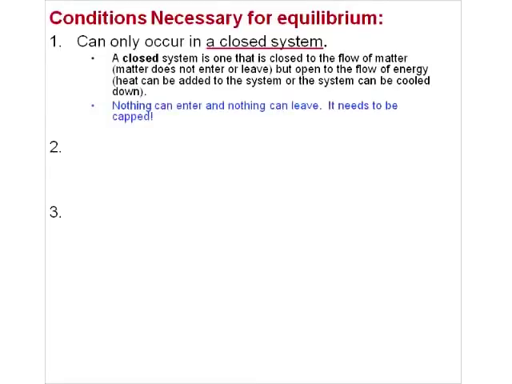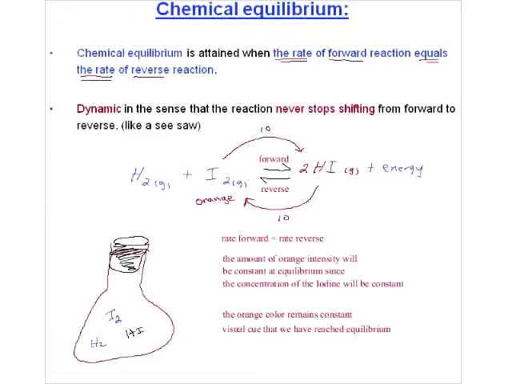So some of the conditions that we need for an equilibrium to occur, there's 3 of them. Number 1, it has to be occurring in a closed system. Nothing can get in, nothing can get out. Let's go back and look at it. The main condition, if you've noticed, is that there was a rubber stopper in this flask.